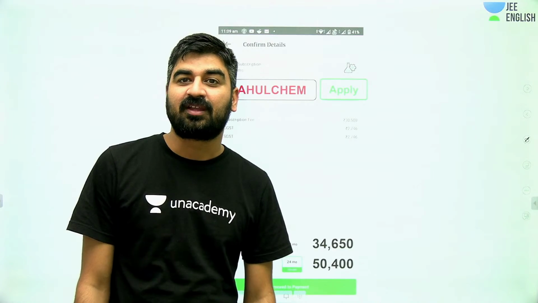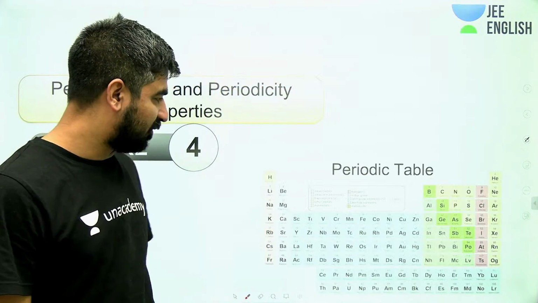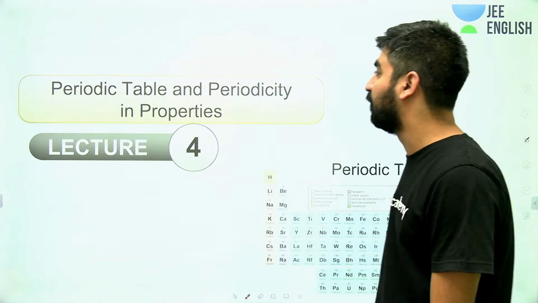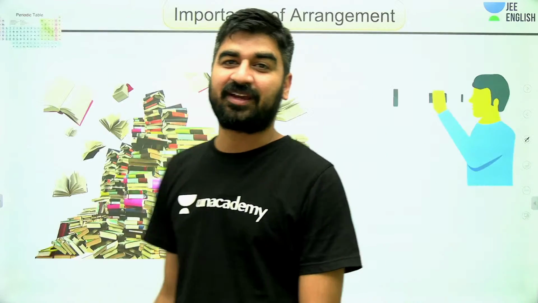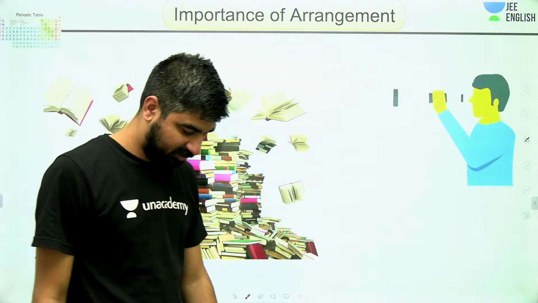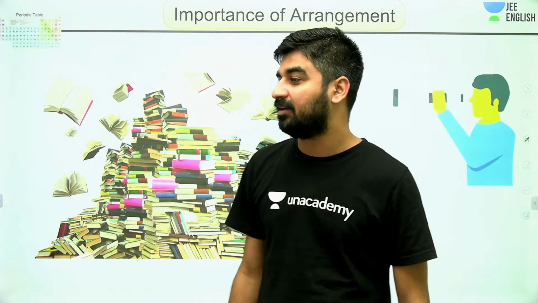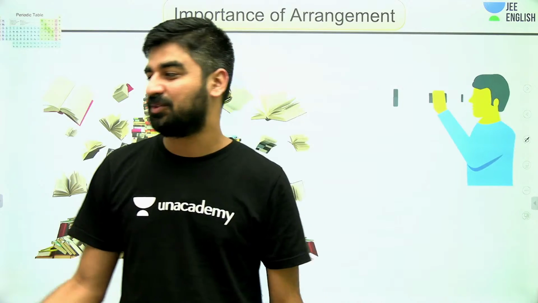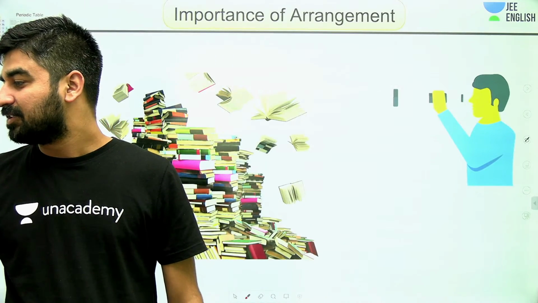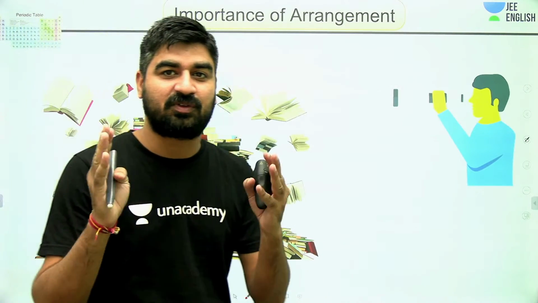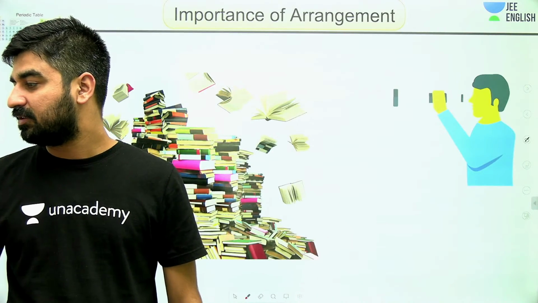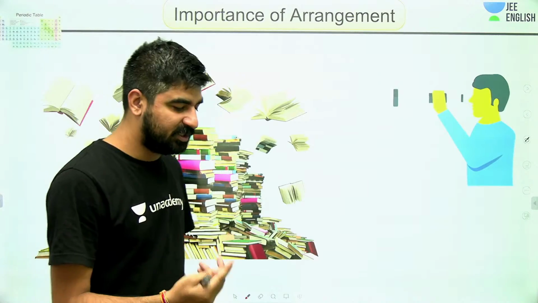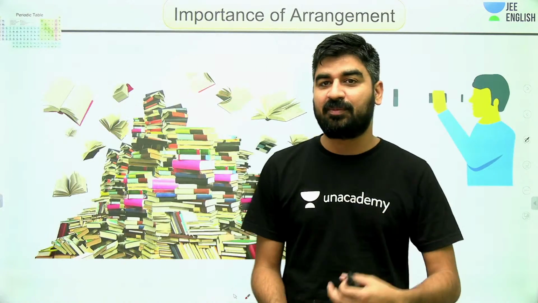Okay, guys. So now let's start. This is lecture number 4, periodic table and periodicity in properties. I will be quick because this is a rapid revision course. So get ready with your lecture notes and copies, guys. I will be telling you each and every point, but I will be quick.